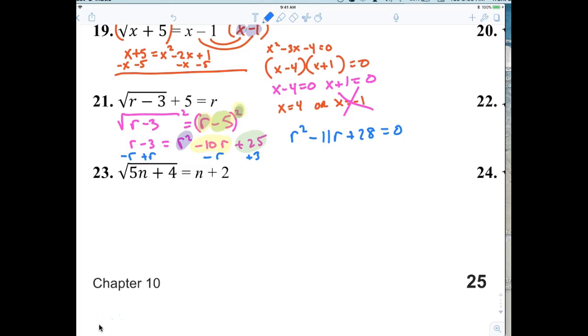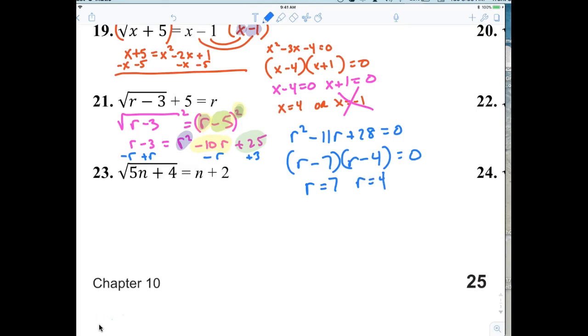Go. So you put parentheses. Good. It's R. Good. And the next one's R. Good. Oh, 28. What is that? What's it going to be then? You can do 7 times 4. Good job, girl. 7 and 4, and they both are negative. You with me? And so now, R equals 7, or R equals 4.